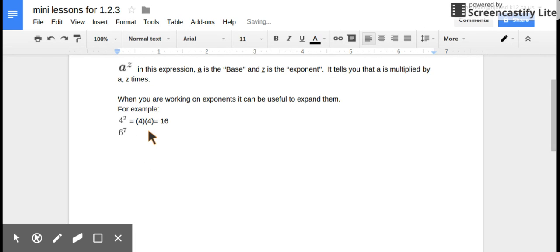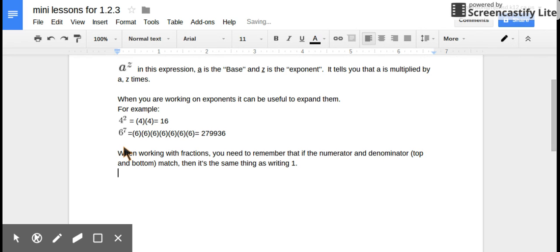So here's another one. 6 raised to the power of 7 means I'm going to multiply 6 times itself 7 times. And then calculate it. You could do that by hand, or you could plug it into a calculator, which is what I did. And you get a really big number. 279,936, actually. Okay, that's it for exponents.